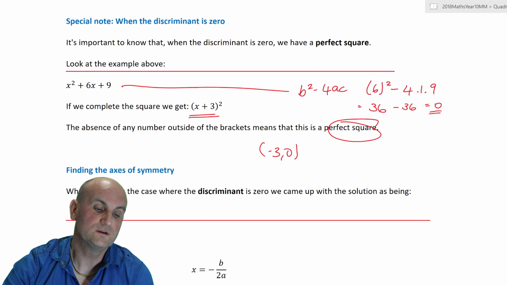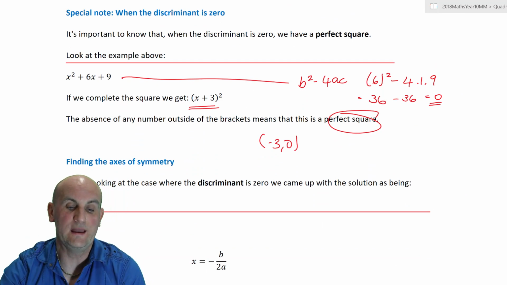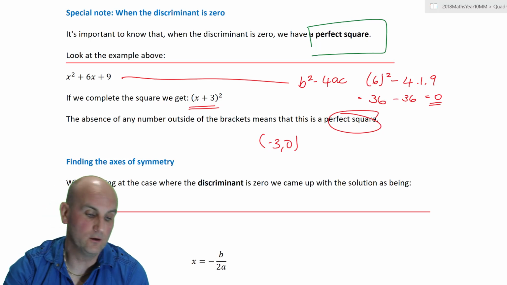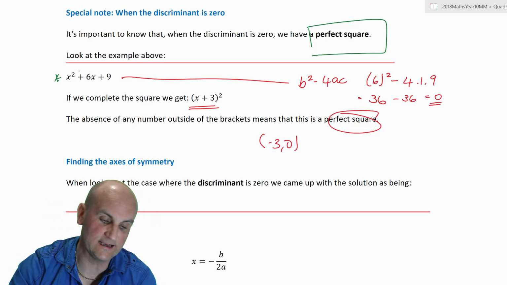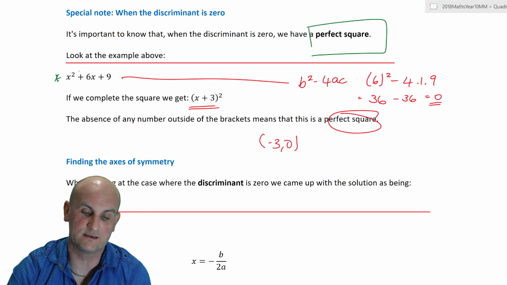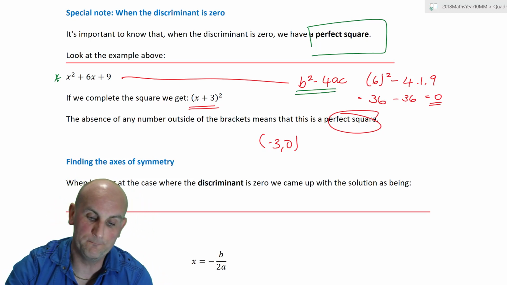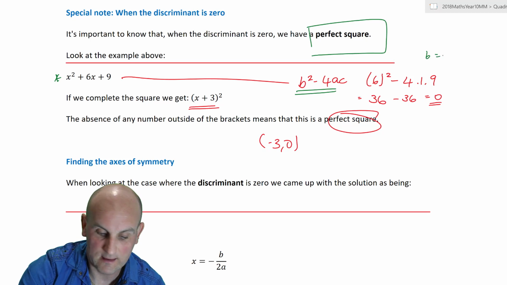All right. Special note, when that discriminant is 0, we end up with what we call a perfect square. Now, look at this one example below here. We've got x squared plus 6x plus 9. If we work out what b squared minus 4ac is, well, b is 6, a is 1, and c is 9.